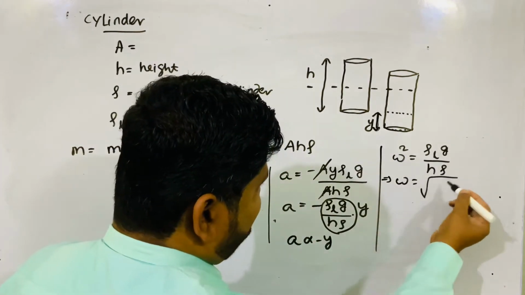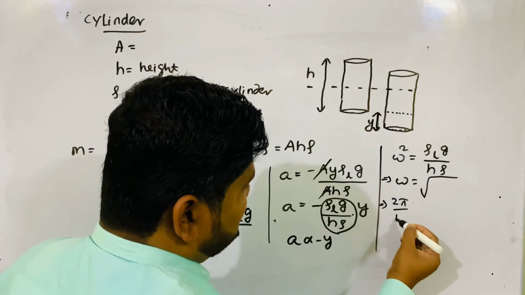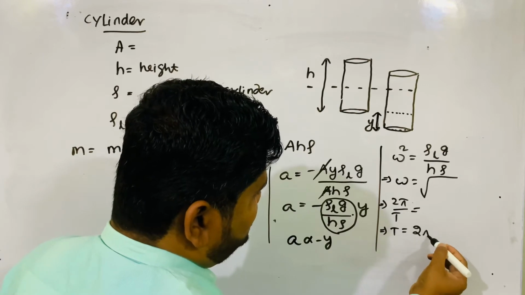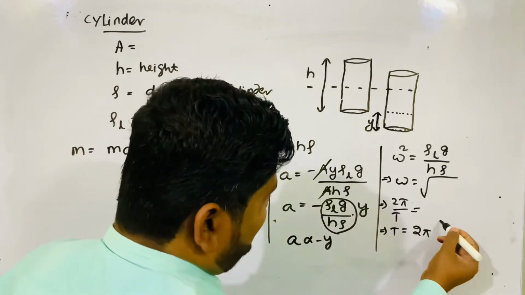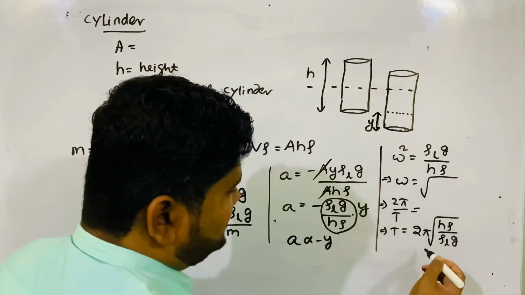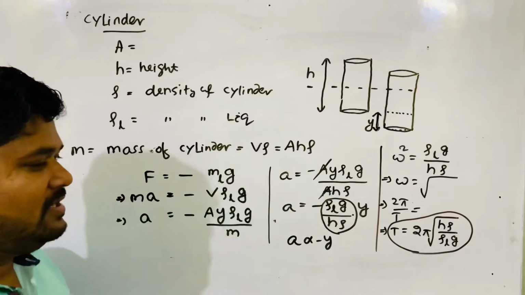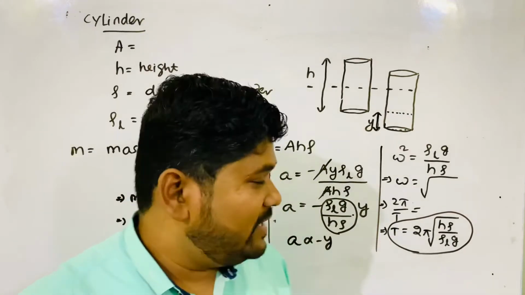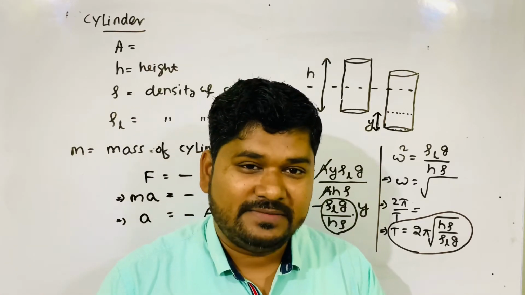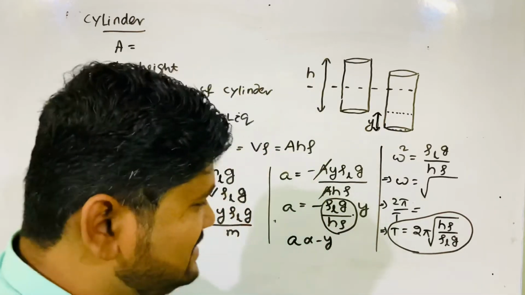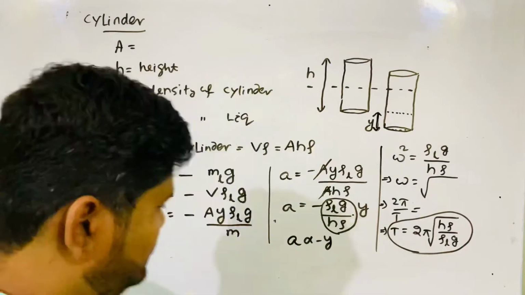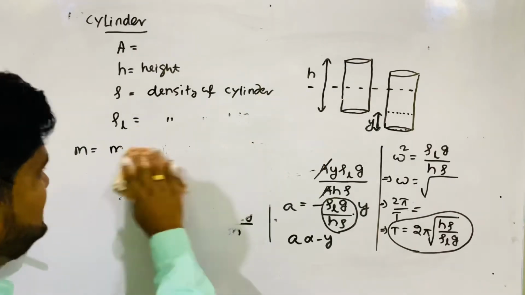This is omega. So 2 pi by T is equal to this much. Then T is equal to how much? T equals 2 pi root over H rho by rho L g. So this is the time period of the cylinder when it executes SHM. Hope you got it, how the cylinder executes SHM, and also we found the time period. We'll go to the next example. Okay, immediately now move to the next example.